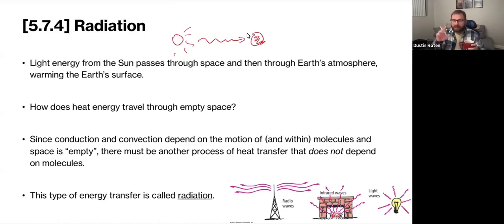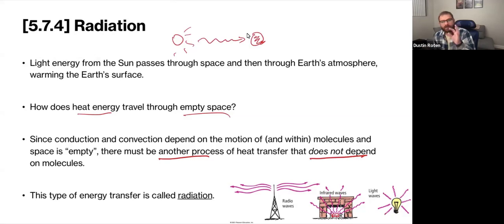So we talked about molecules transferring heat through conduction. We talked about the fluids themselves transferring heat through convection. So how does heat energy travel through empty space? That's what's weird here, because there's no medium between the sun and the Earth for radiation to transfer through. How does it do it? So clearly, since there's nothing there, there must be a third process. There's some other process of heat transfer that does not depend on molecules.